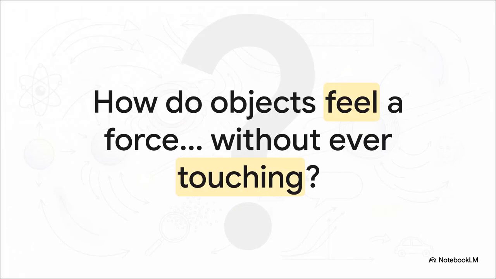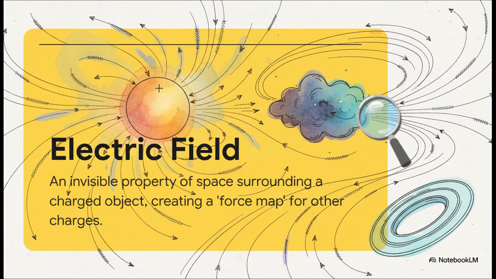But first, think about this for a second. How do things actually feel a force without ever touching? You pull a sweater over your head and your hair stands on end. Or two magnets push each other apart when they're not even making contact. It's this whole mystery of action at a distance. How does one object even know the other one is there? Well, the answer to that question completely changed how we see the universe. And the answer is the electric field.